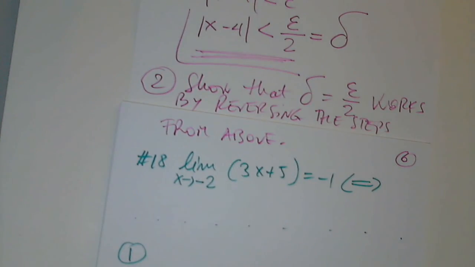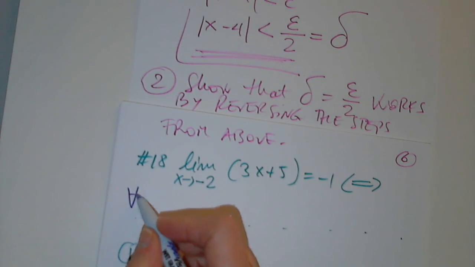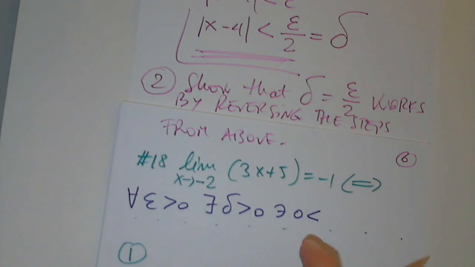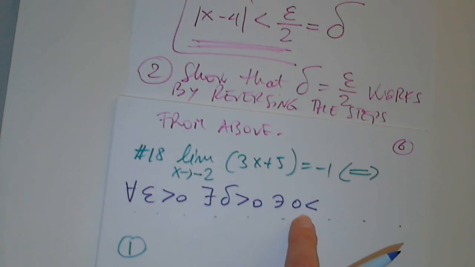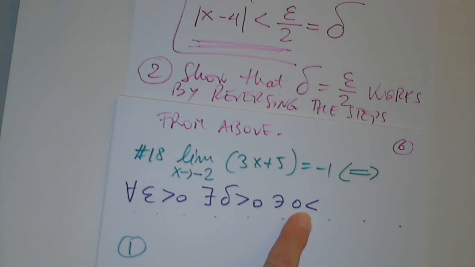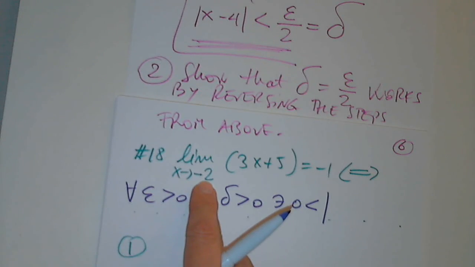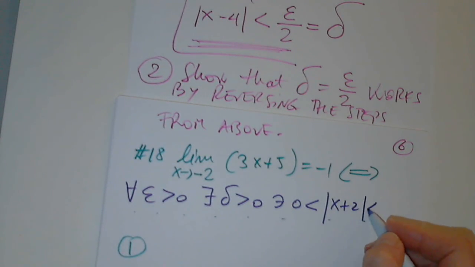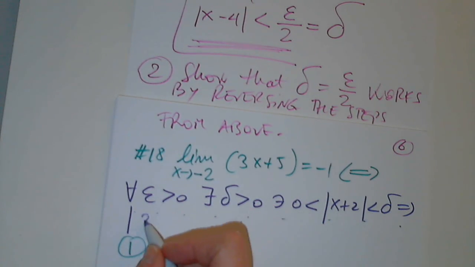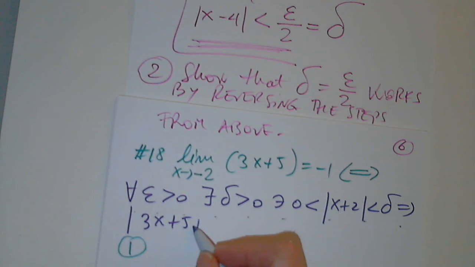So let's look at one more and then put this to rest. For every epsilon greater than 0, there exists a delta greater than 0 such that 0 less than, you understand that 0 less is not redundant. It simply says you cannot pick x to be -2. The absolute value of x minus a less than delta will imply that the distance between the function and the limit, minus -1, must be less than epsilon. Every time I pick x close to -2, the f of that x will be close to -1.